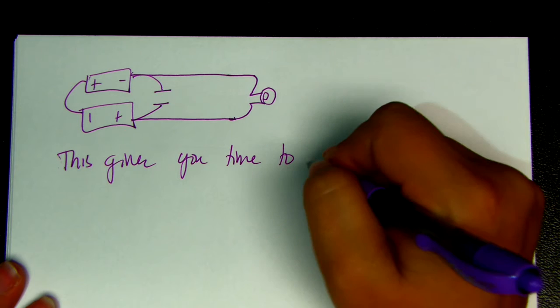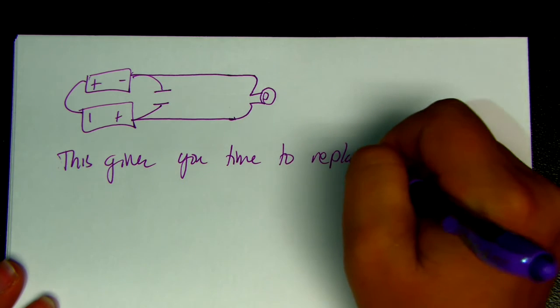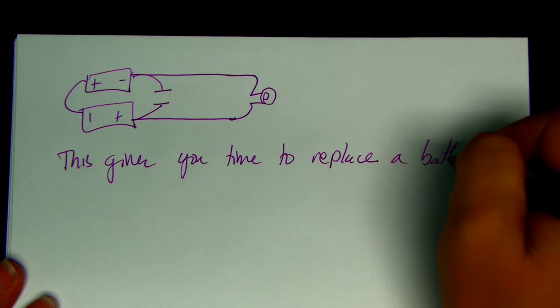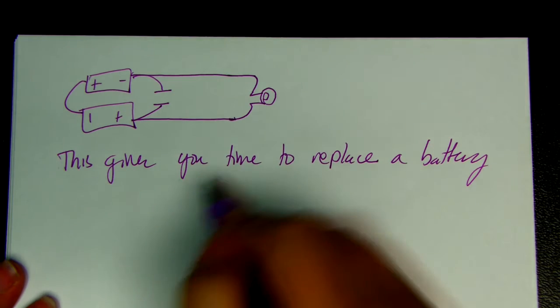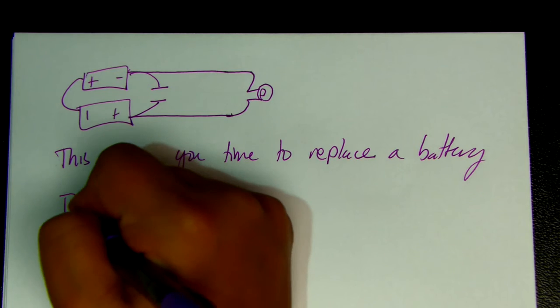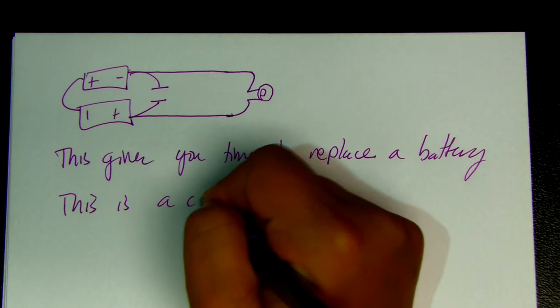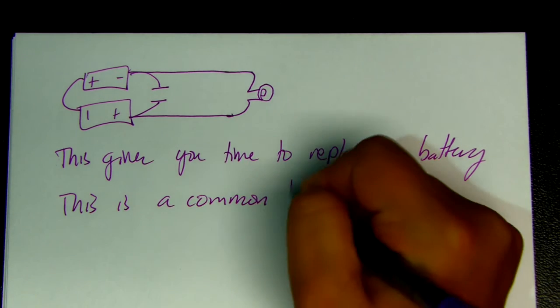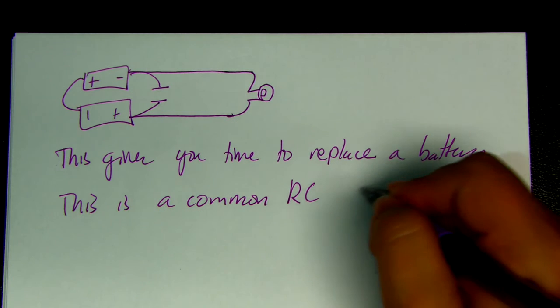So RC cars have circuits like this. And RC circuits like this are really common, and you can see why. There's some really practical reasons. So this is a common RC resistor capacitor circuit.